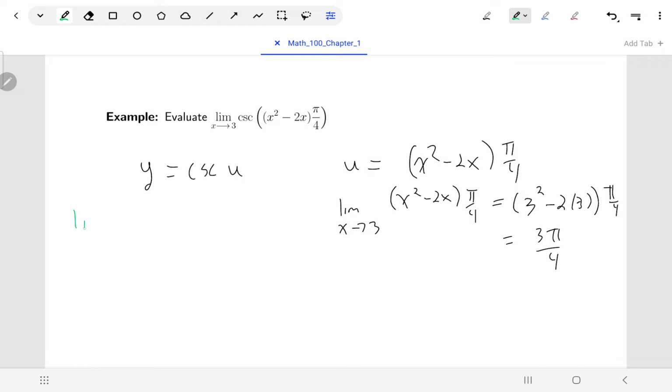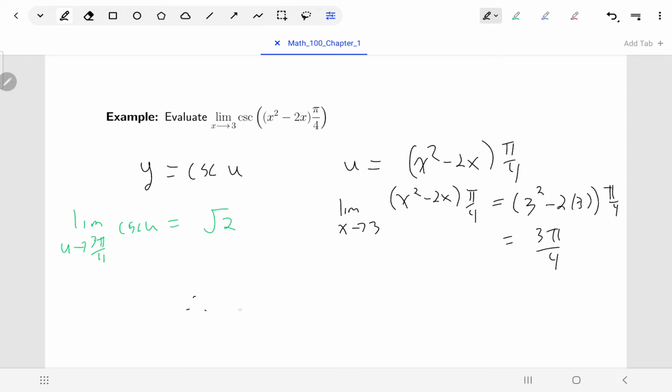So if I were looking at the limit as u goes to 3 pi over 4 of cosecant u, I would say, well, that's definitely a thing, and what that happens to be is root 2. And I find that by direct substitution. I calculate out what cosecant of 3 pi over 4 is. That's the same thing as 1 over sine of 3 pi over 4, which turns out to be just root 2. So the inside function, the limit exists as x goes to 3, and that limit exists for cosecant.